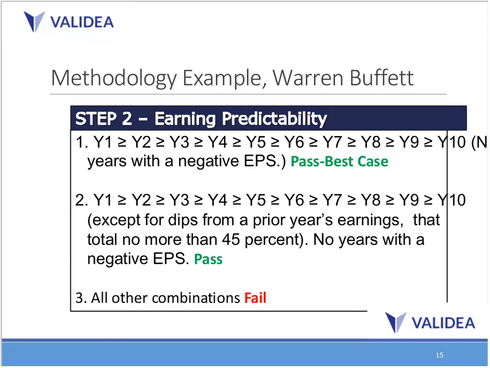So again, he's looked over a 10-year period of time and looking for continually increasing earnings with dips totaling no more than 45% over that period of time. And the dip could be in the most recent year, because usually that's a good indication that that's actually a bargain buying opportunity.